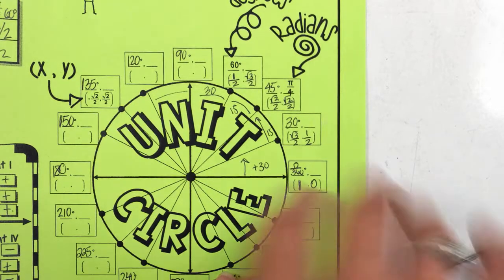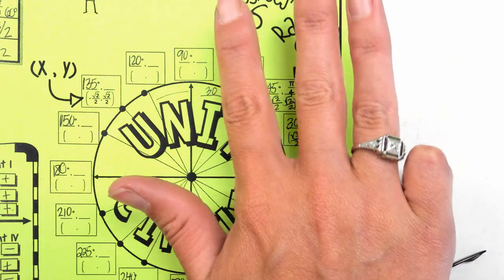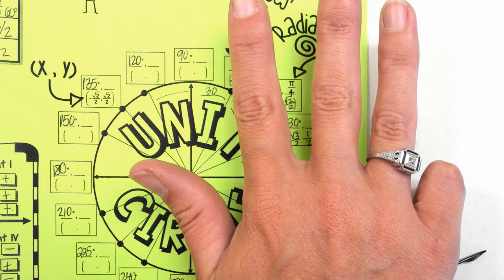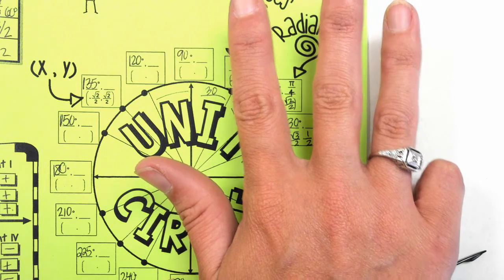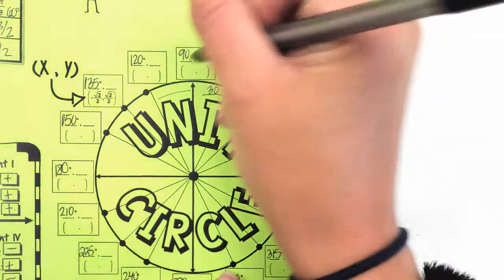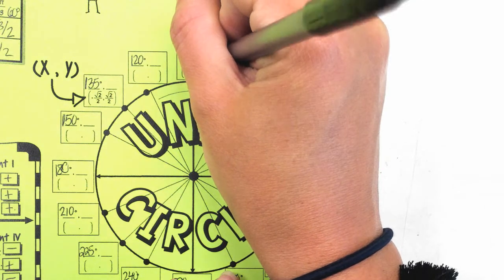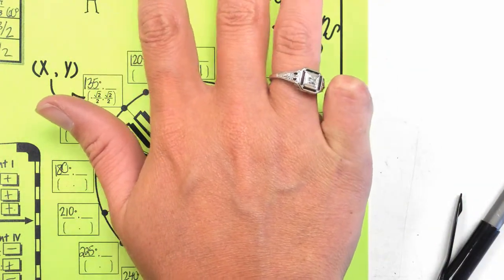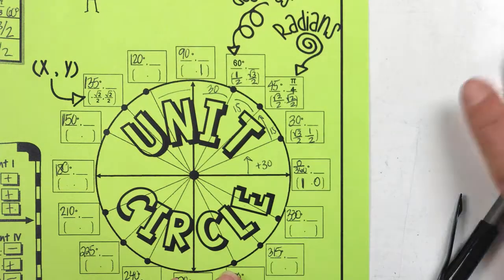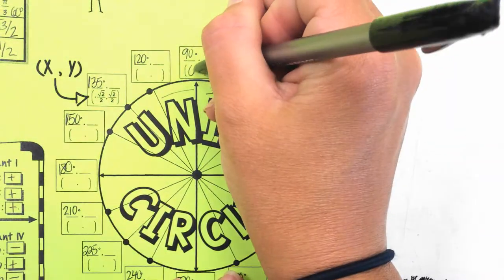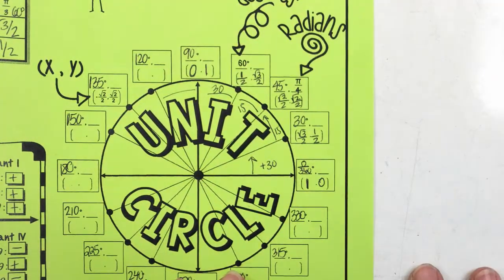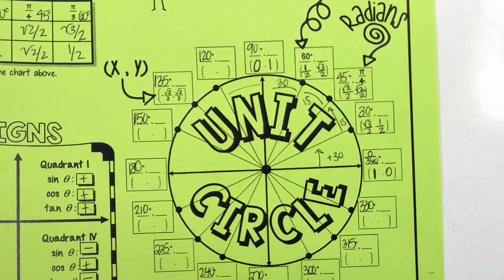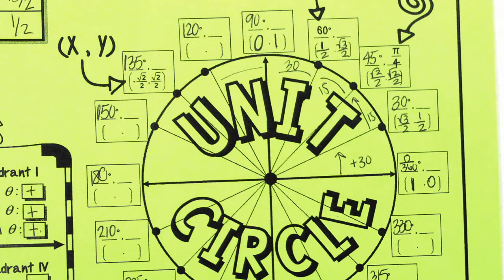Now for 90, which is my pinky, what would be sine of 90? 2 over 2, which is 1. So that's sine. What would be cosine of 90? 0. Good. Any questions about that first quadrant? Those values. Everybody's good?